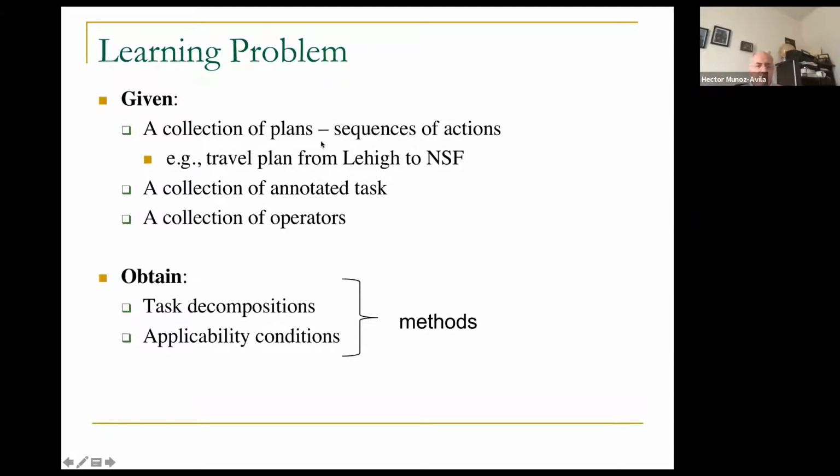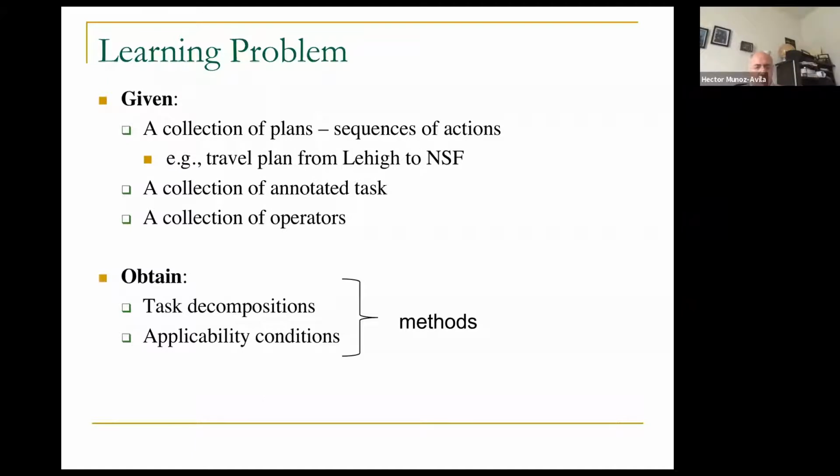So you're given a collection of plans, the collection of operators, the initial states, so you can propagate what these intermediate states are, and the annotated tasks. So those are the inputs. And what we're trying to learn are the methods. That is, what are the task decompositions and what are the applicability conditions, the preconditions of those methods. And obviously the tasks are annotated based on these tasks that are given as input. So that's one variant of the learning problem.